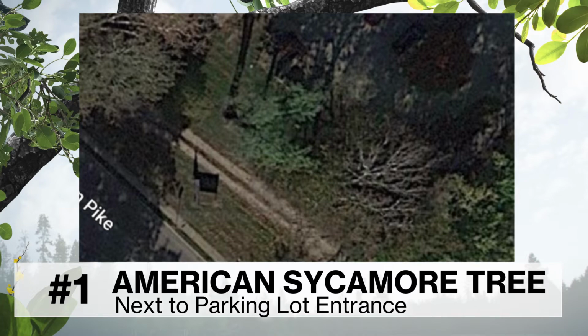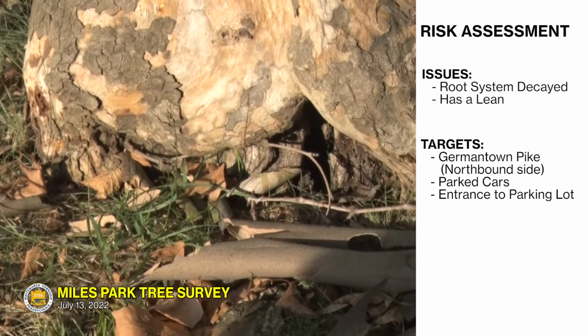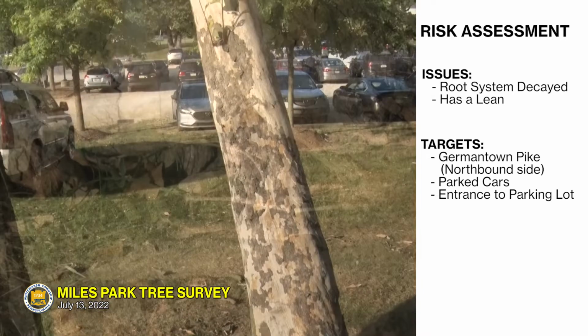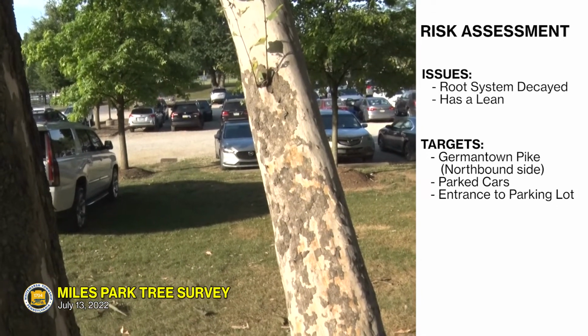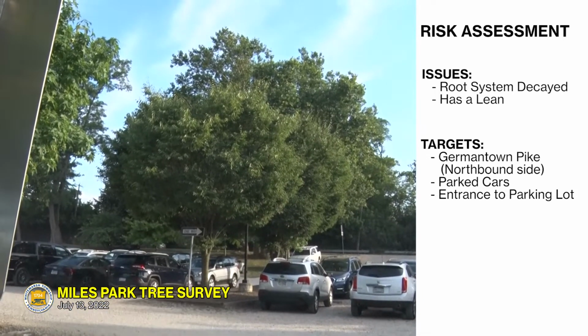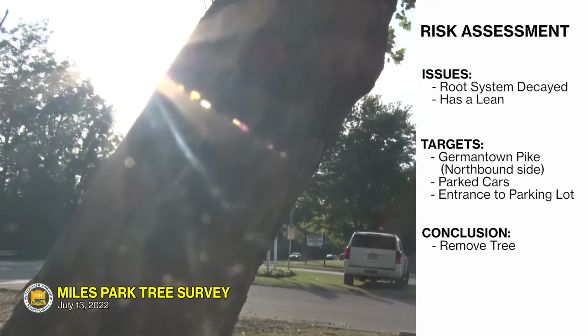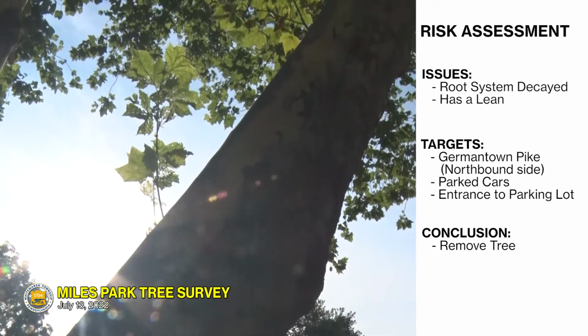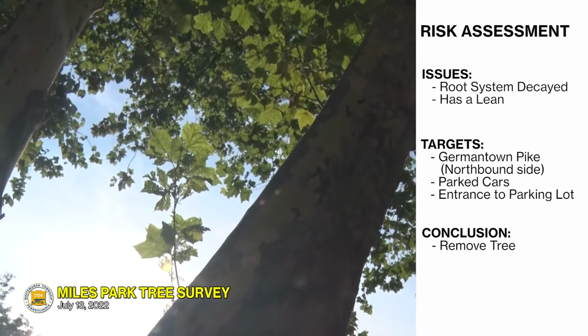So you see, we have paint on that tree. This entire root system is totally decayed underneath, and this tree has a lean. And what are our targets? Cars, your entryway into the park. People always say to me, oh, my tree's leaning. Well, 90% of the time your tree's fine. It's leaning because of phototropism, growing towards the light.